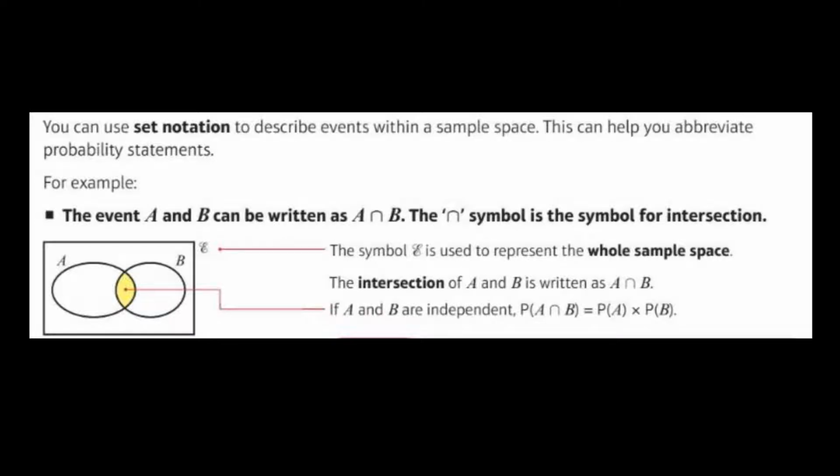Okay, so we're going to pick up on probability again. This time around, we want to make sure we can use set notation to describe the probability statements that we're going to be working with. Firstly, the intersection symbol. Some people say it looks like an upside down U, maybe it looks like an N. It's an intersection symbol.